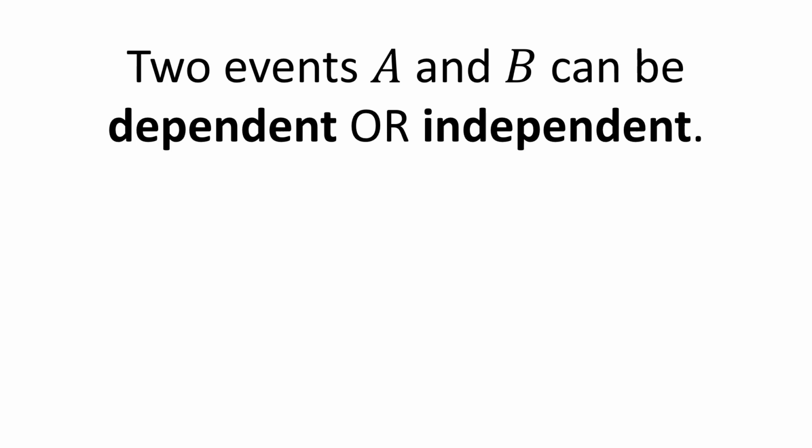So remember we talked about categorical variables and contingency tables. And we could ask questions like, are these two categorical variables dependent or associated? And how would you do that? Well, if you looked at bar graphs and they look different, then you would say that they are dependent or associated. Well, here, events can also be dependent or independent. We don't use the word associated with events, but we use the words dependent or independent. So two events A and B can be dependent or independent.